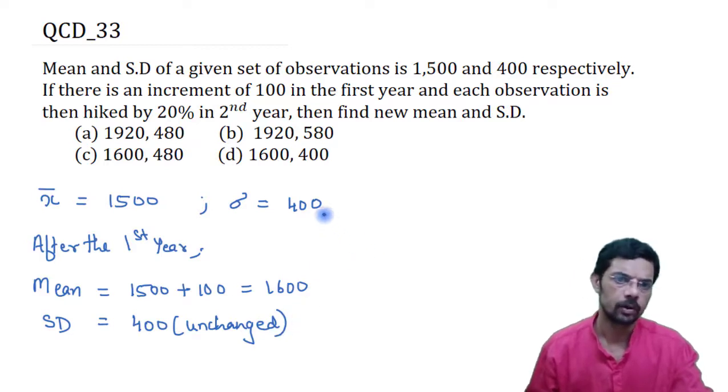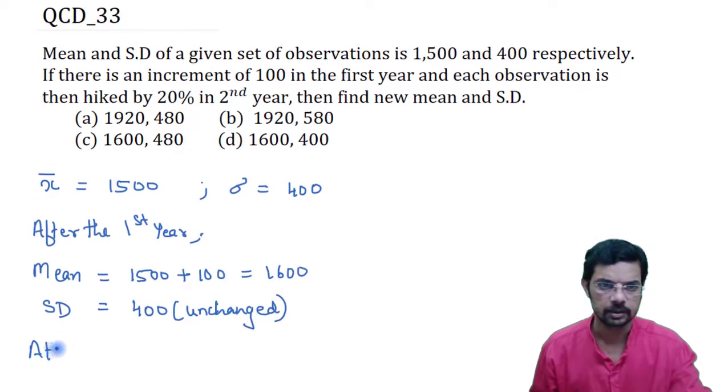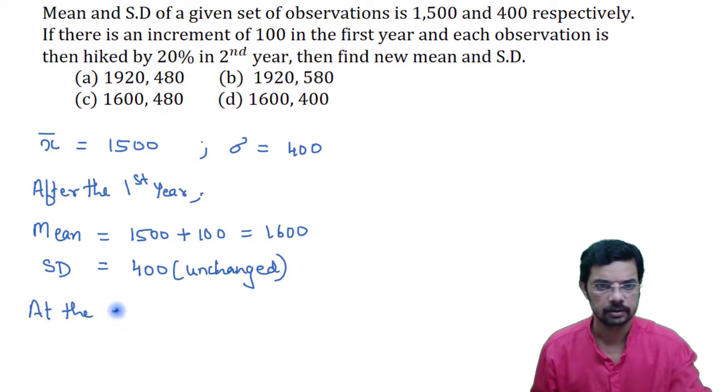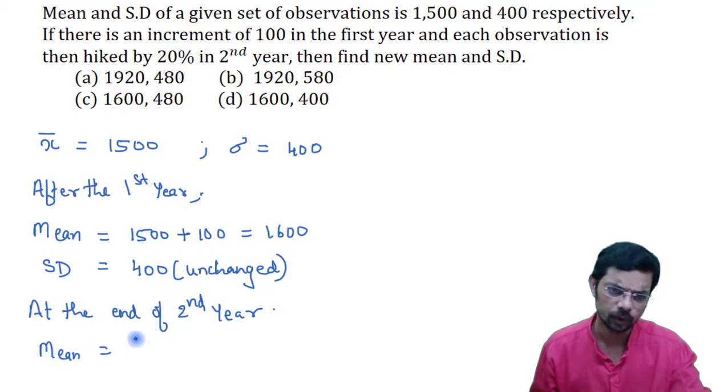Okay, now at the end of the second year, what happens to the mean? Because there is a 20 percentage hike in each of the observations of the first year. So therefore, what happens to the mean?